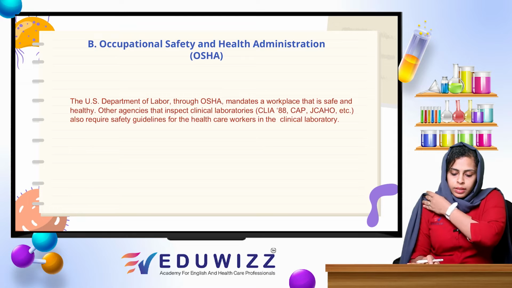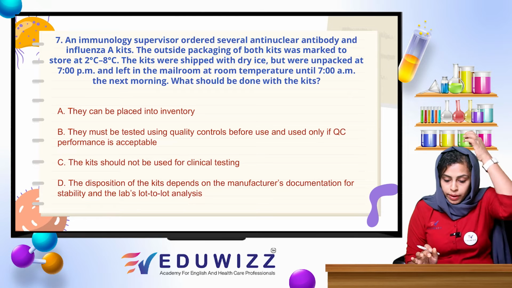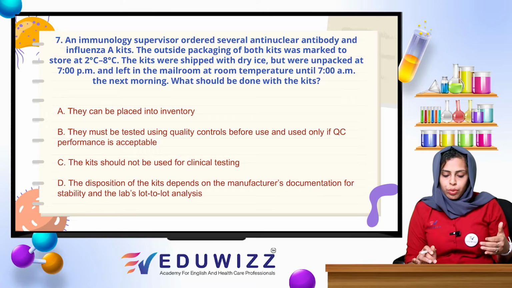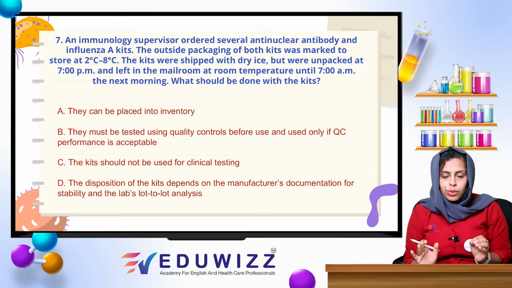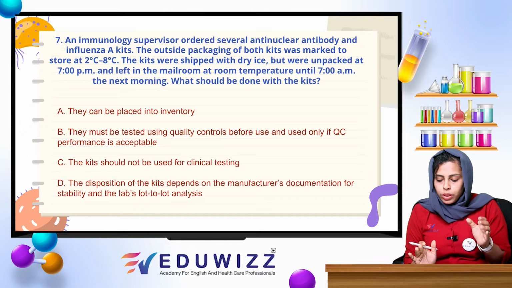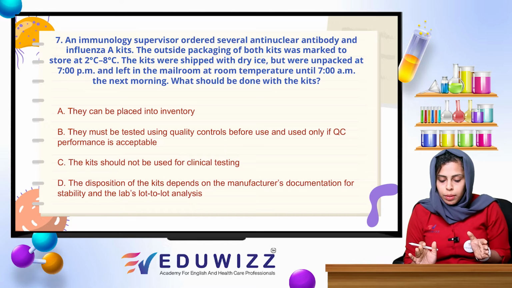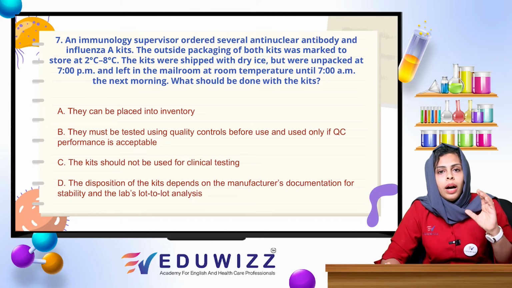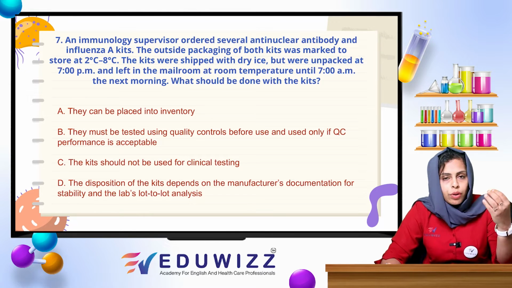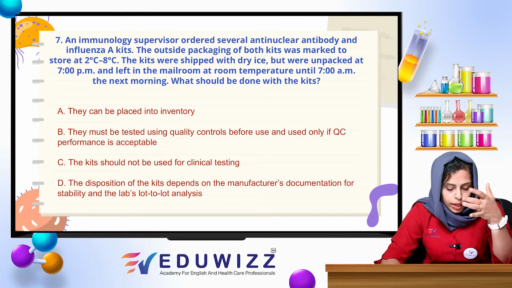Okay, the next question: an immunology supervisor orders several anti-nuclear antibody and influenza A kits. The outside packaging of both kits was marked to store at 2 to 8 Celsius. The kits were shipped with dry ice but were unpacked at 7 p.m. and left in the mail room at room temperature until 7 a.m. the next morning. What should be done with the kits? That means the kits were not stored at the required temperature for a long period. So what will we do in this condition? That's the question asked in the exam.